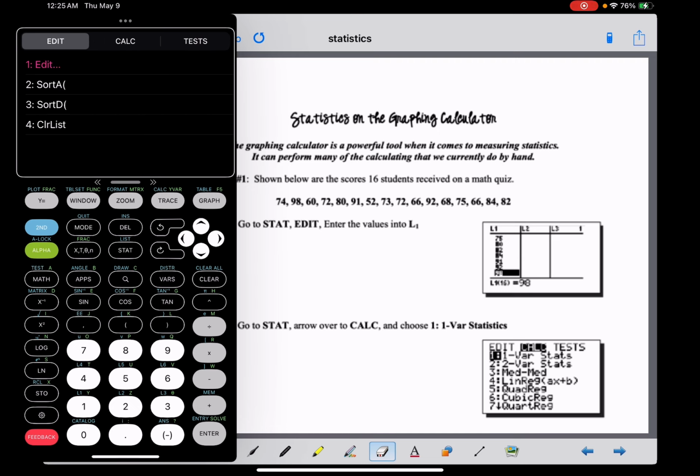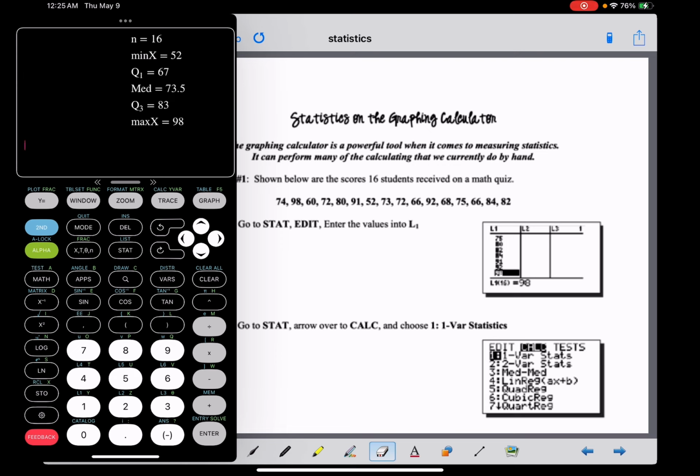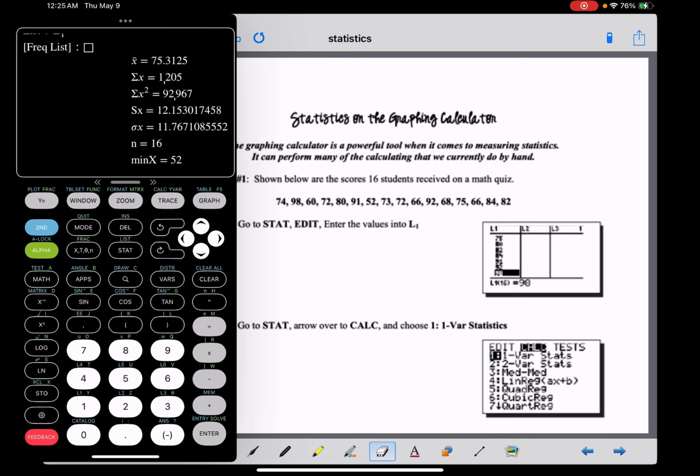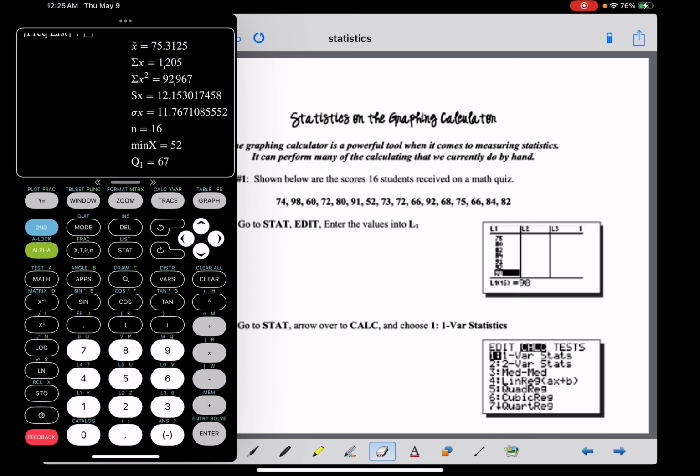It might be, actually, hold on a second, list. There. Okay, so if you go to second and stat, it'll bring up this option, and you should be able to just put those into the one var thing. So I'm going over to Calc, I'm going over to one var. Mine already says L1, so I'm good. I just press enter, and it does give me all of this data for my information here.